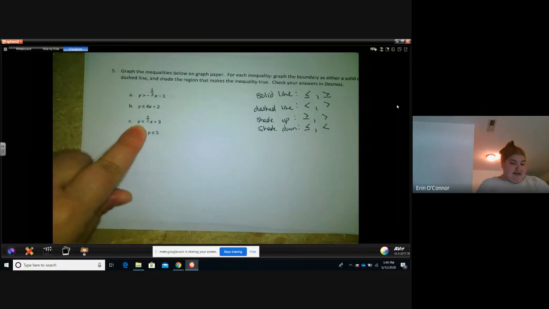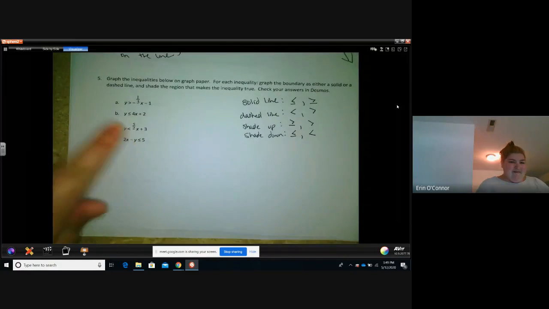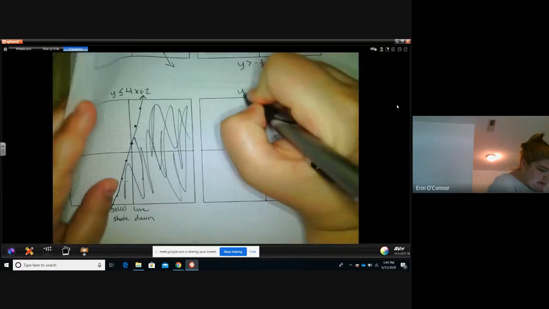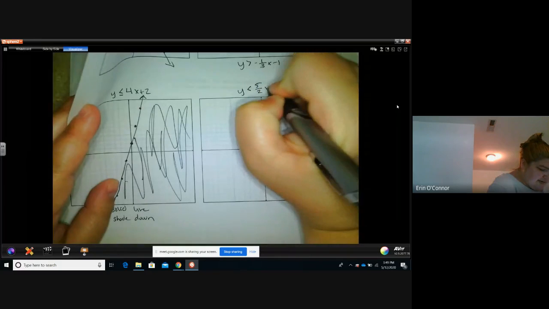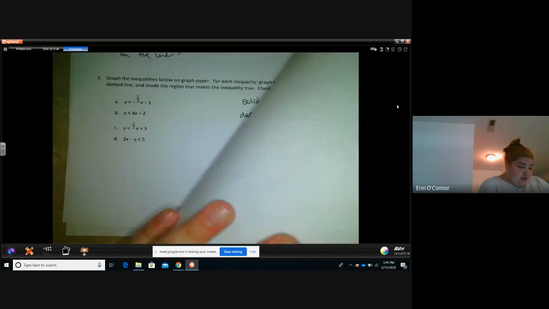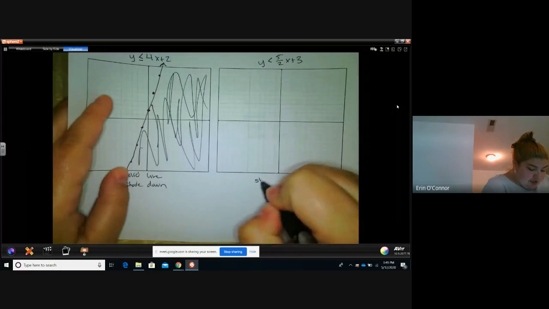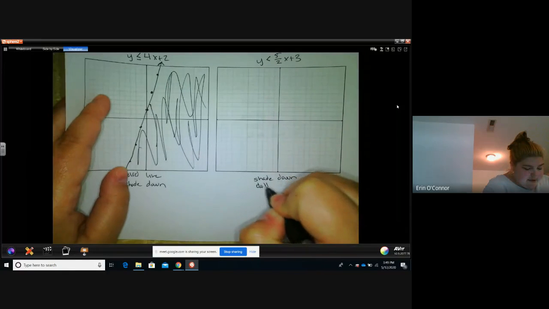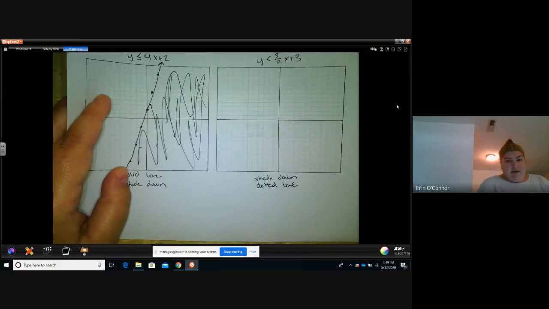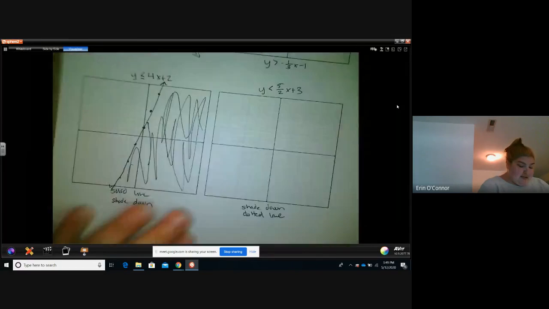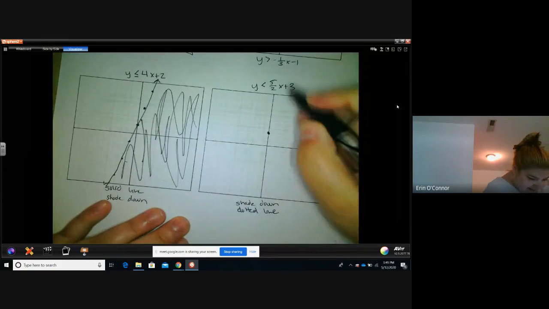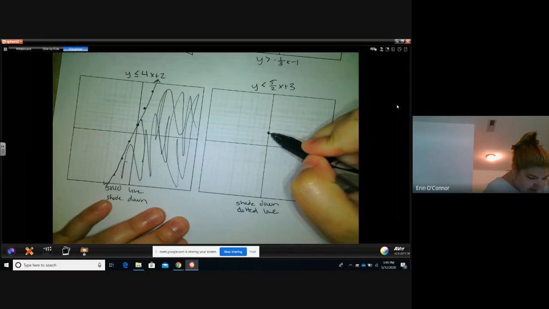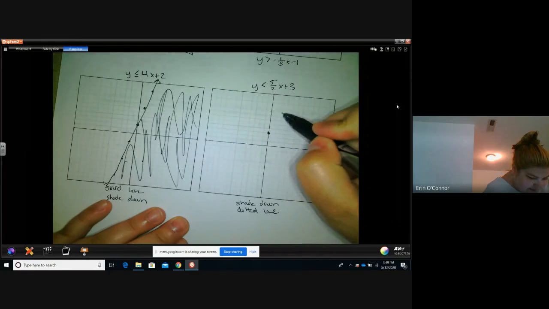All right, next one. Y is less than 5/2 x plus 3. Since it's less than, we're going to shade down. And since it doesn't have the equal to, it's going to be a dotted or dashed line. All right, let's start plotting this. We start at 3, and then it's 5/2, so we go up 5 over 2. 1, 2, 3, 4, 5 over 2.